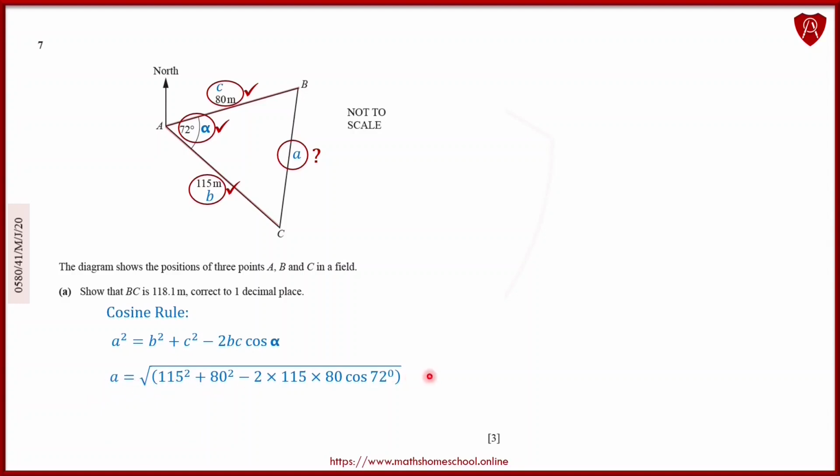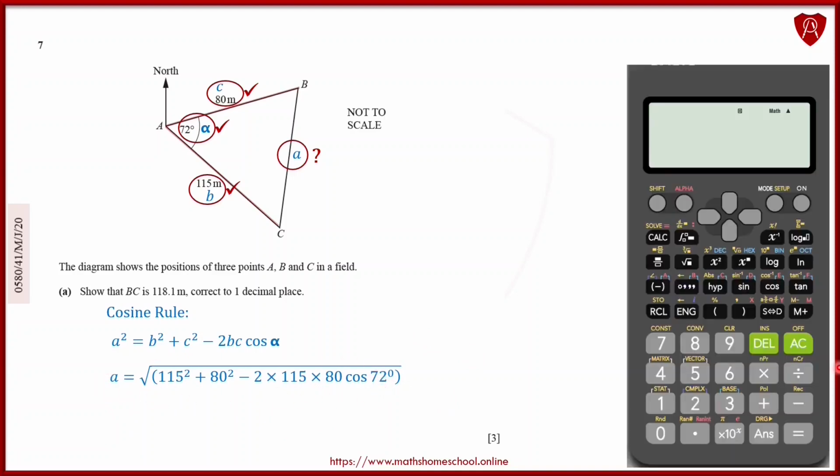We are trying to save time, and this is a good strategy in your exam. When you have to make a calculation, make it the last step in your working, so you pick the calculator only once. Key in the expression on the right side, starting with the square root. Put brackets 115 squared plus 80 squared minus 2 times 115 times 80 times cos 72. Always check to ensure the calculator is in degrees mode. Close brackets and close brackets again because we started with a bracket. Equals 118.0639119, which we round off to 118.1, and that is what we were required to show.